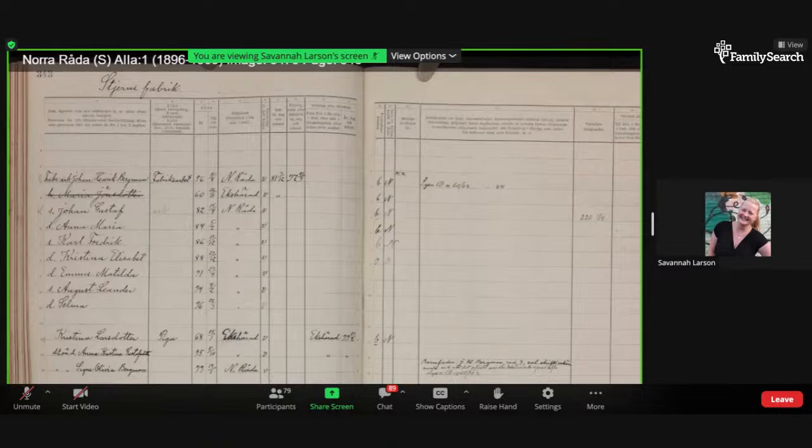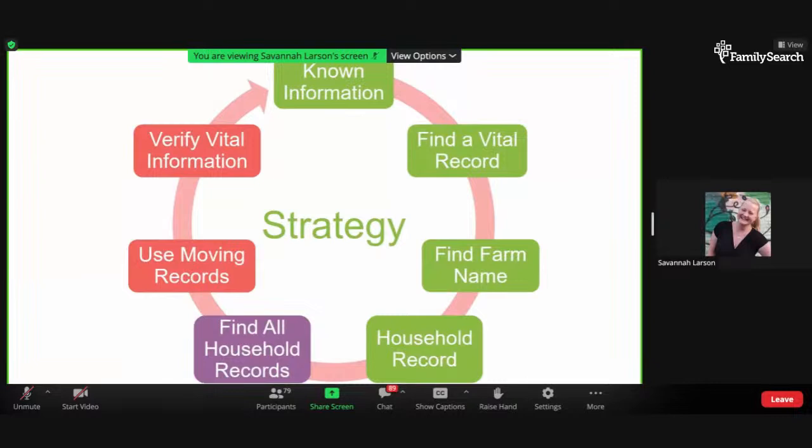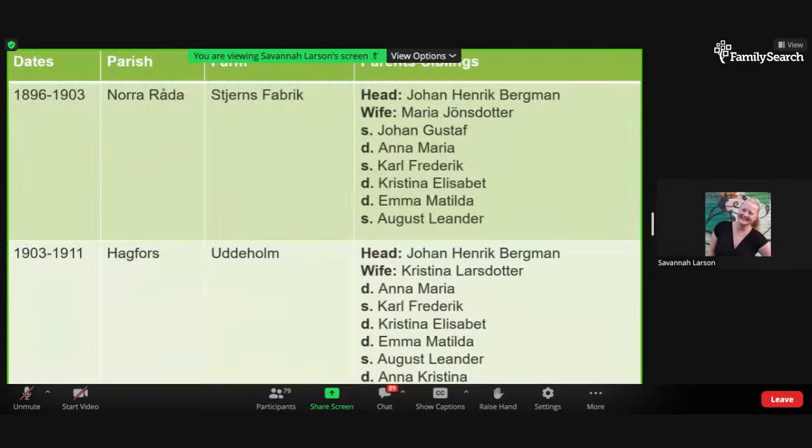But before we do that, we're going to come back to our strategy just so that we can stay focused. We want to find all of the household records for the family before we go off searching for other things. So that's what I did. I followed the family forward in time, and they ended up moving a little bit, but there were no moving records available. But we did follow them forward in time.